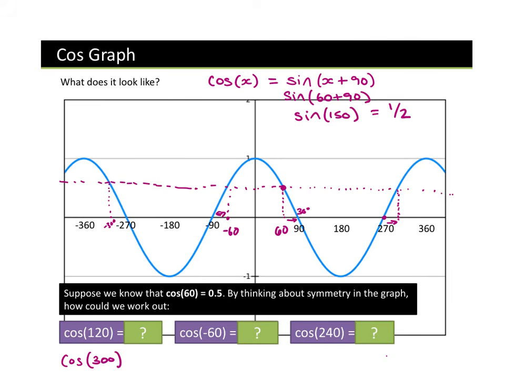So cos of 240. 240 is about here, roughly. Okay. Now 240 has also got a gap of 30, hasn't it? So that means it's going to be negative a half, okay? All of these relationships we can find from the graph.